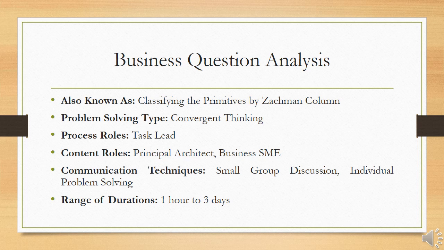The first one is business question analysis, which is also known as classifying the primitives by Zachman column. Problem solving type is convergent thinking. Process roles: the task lead. Content roles: principal architect, business SME. Communication techniques: small group discussion, individual problem solving. Range of duration can be 1 hour to 3 days.